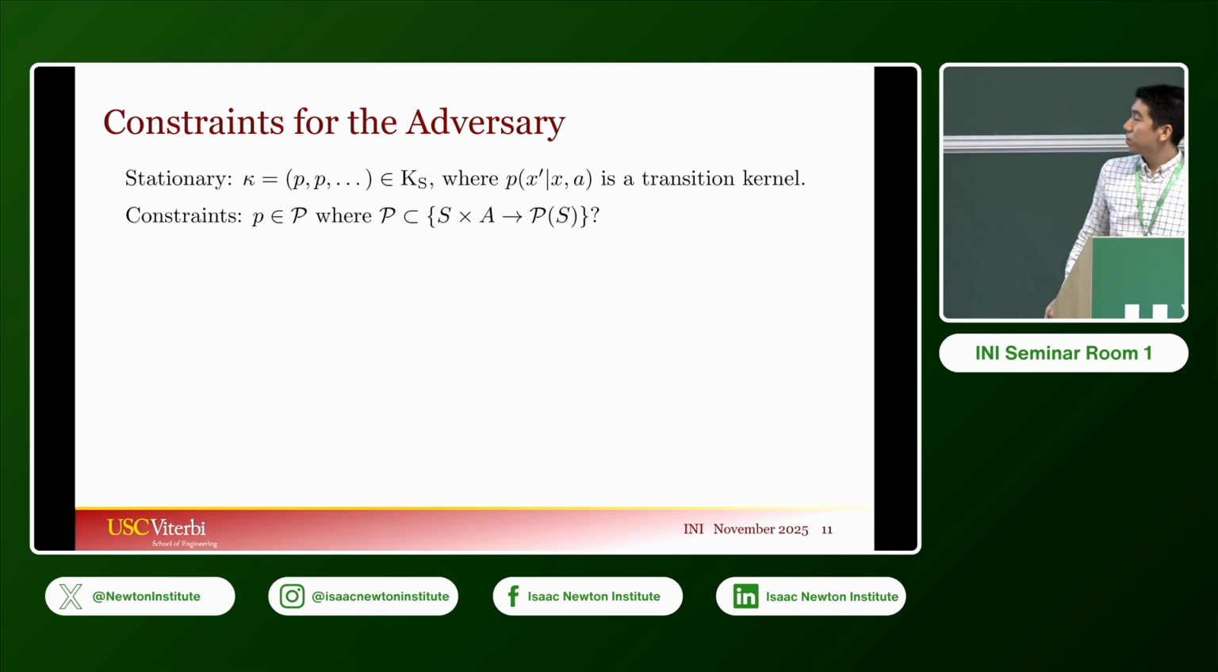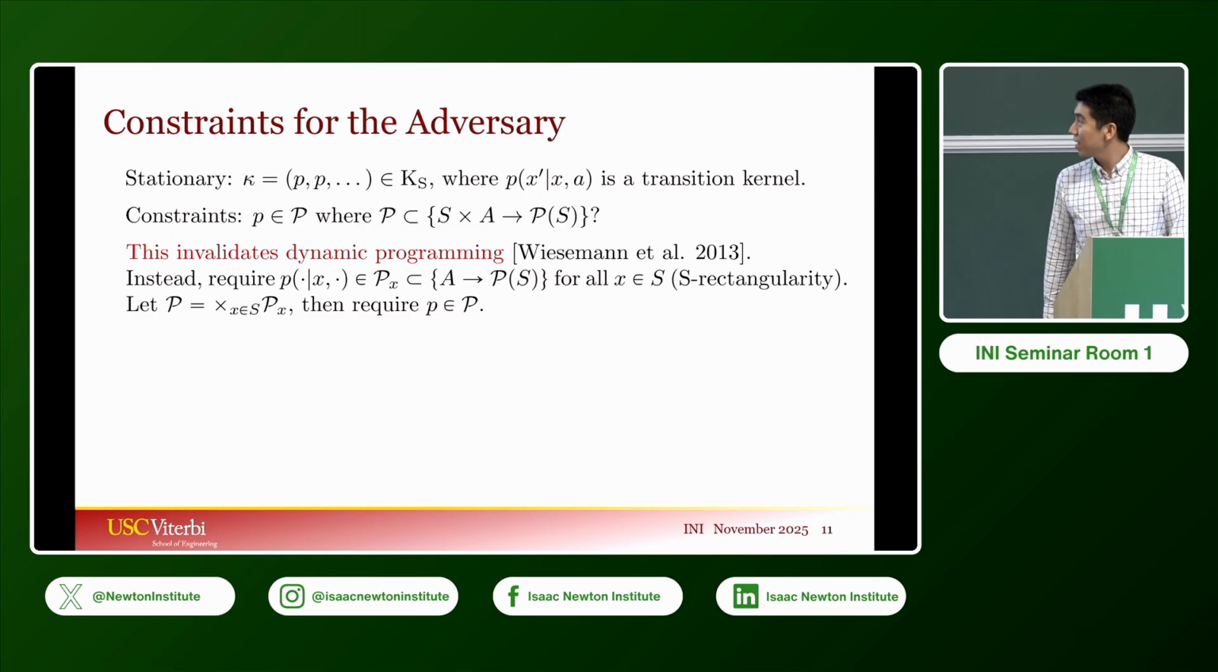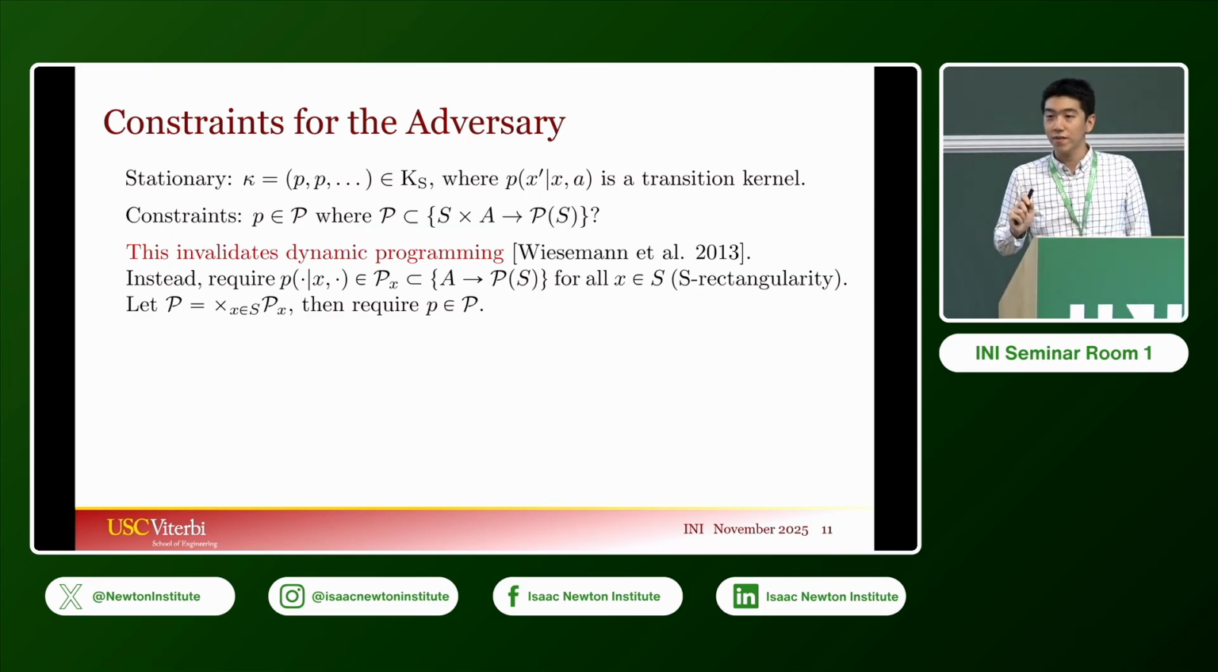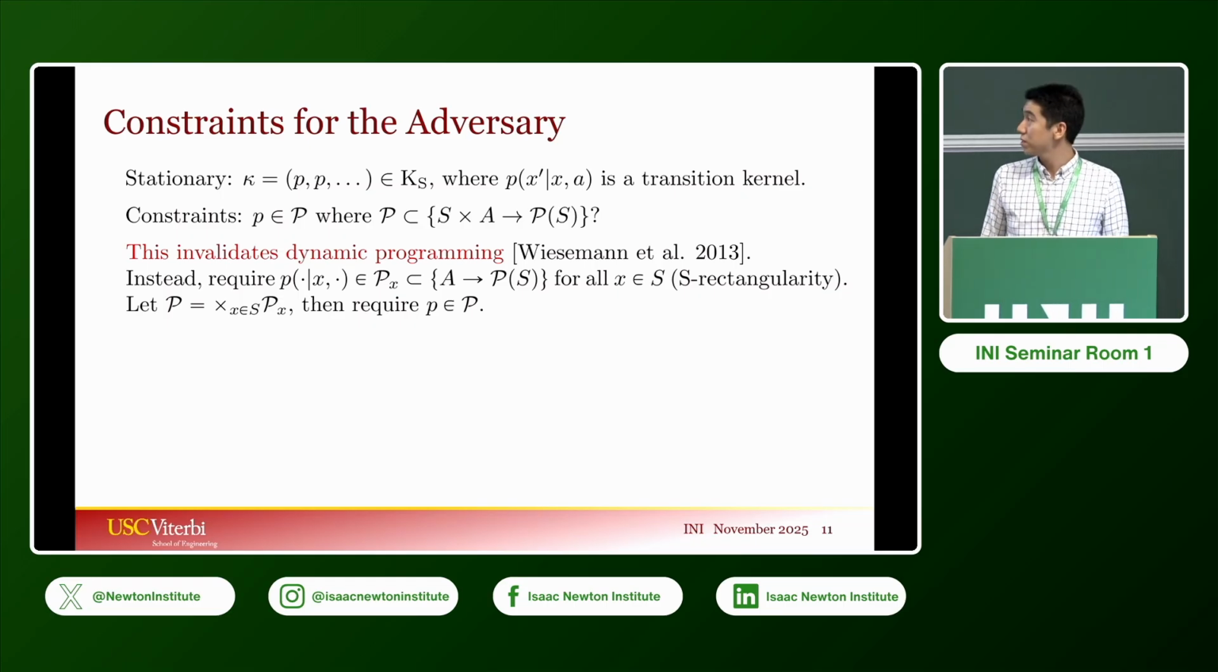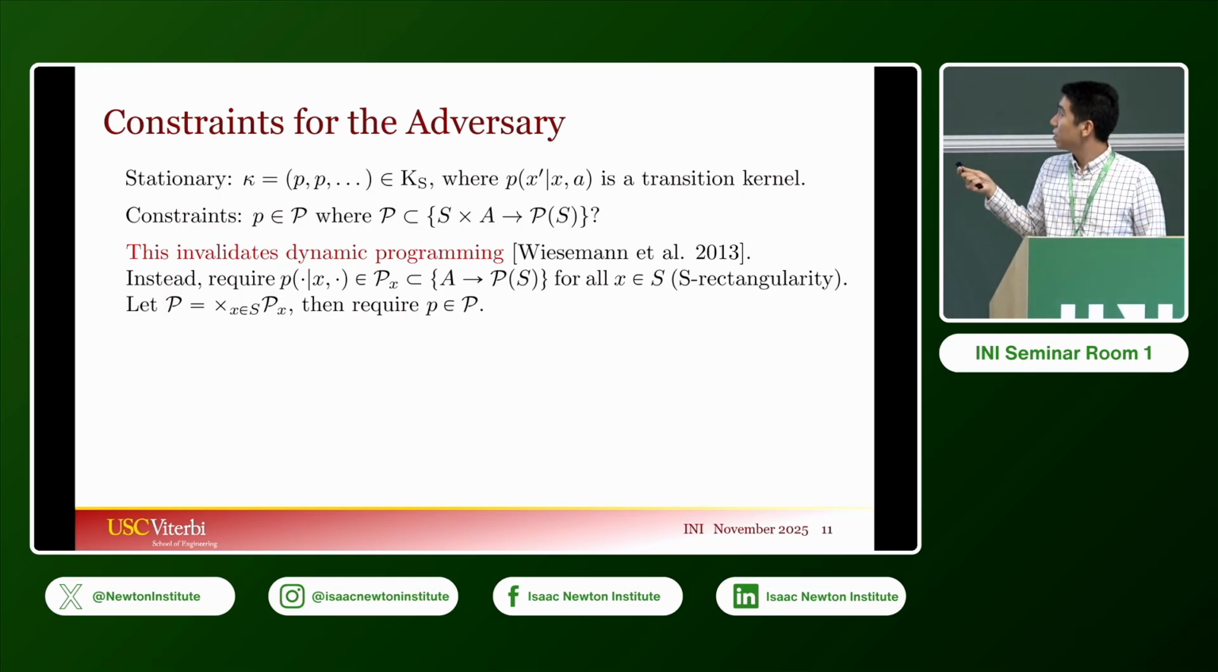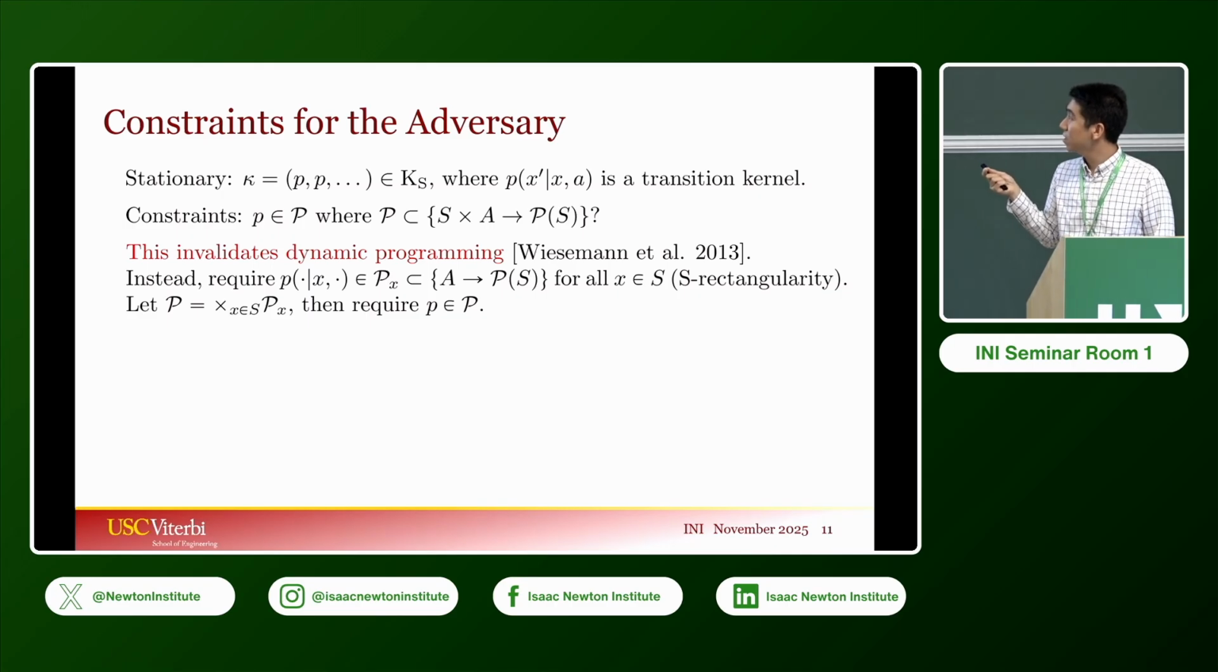Right? So this is quite natural, but it turns out that there's a caveat that if we use this type of adversarial constraints, then typically there's no dynamic programming characterization of the optimal policy or the optimal average reward. And this is a known result, at least from 2013, by this very seminal paper by Wiesemann et al.